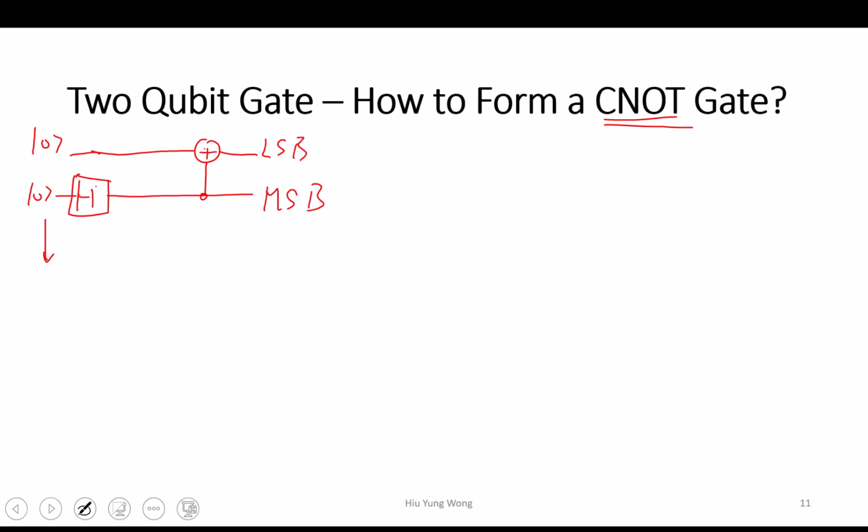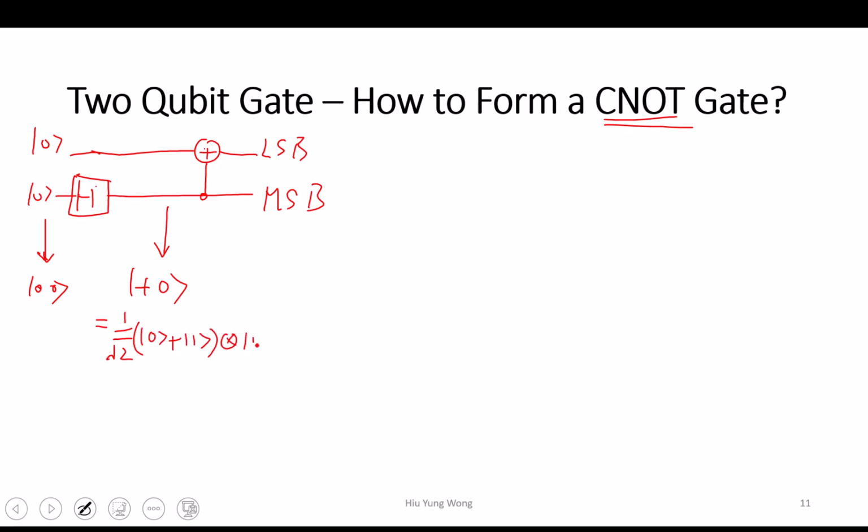What is the state of this one? If I want to write in bracket notation, we did that in assignment one. Yeah, zero tensor zero, or I just write zero zero, is perfectly fine. How about after the Hadamard gate, what does it become? Very good. I think you all know, but I will write it in this way first. It becomes plus, but you can further expand it. You say this is 1 over square root 2. What is plus? 0 plus 1, right?